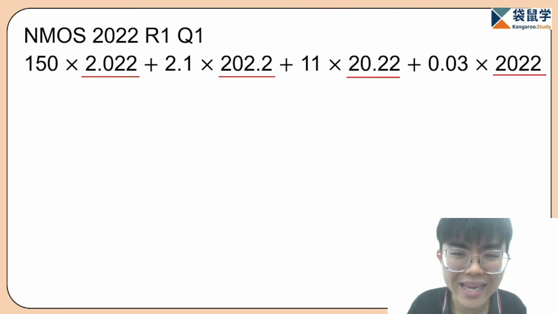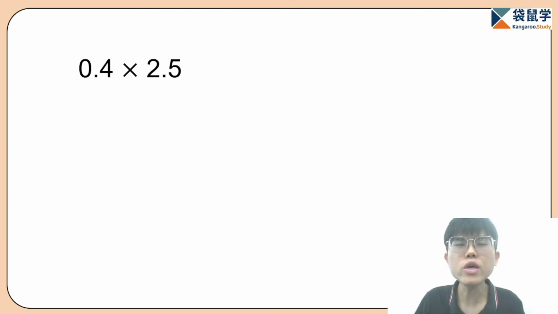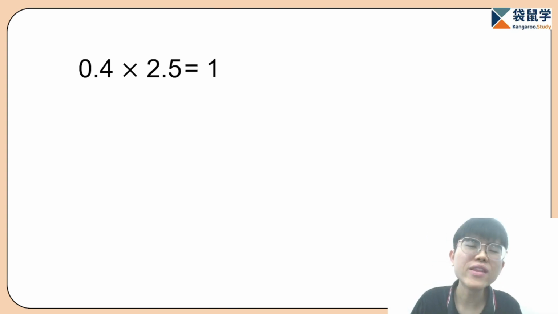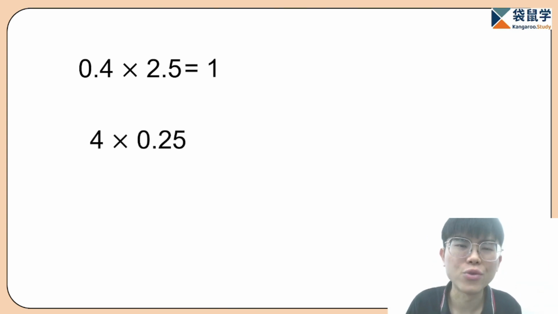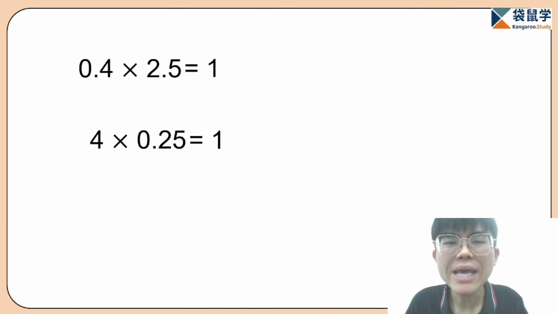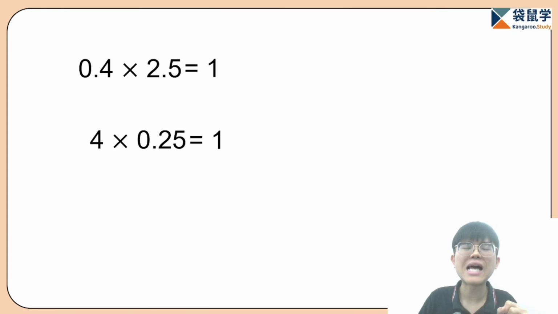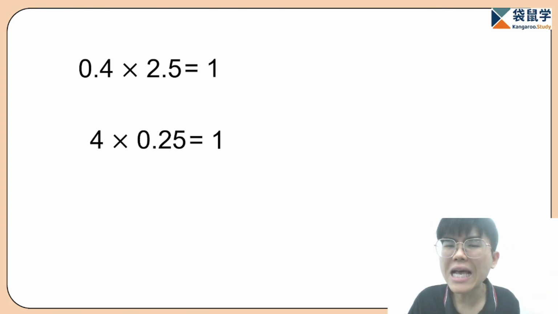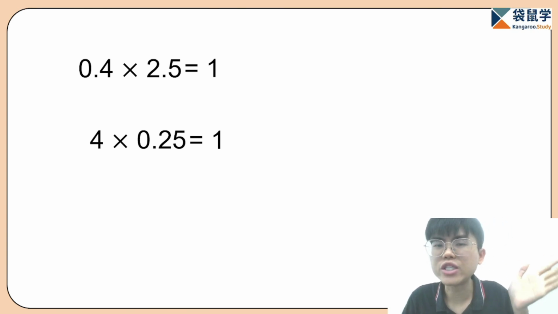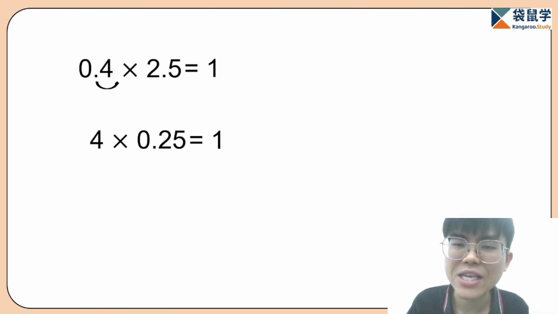Now, let me show you another example here. In this case, we have 0.4 times 2.5, which is equal to 1. And then, we have another calculation which is 4 times 0.25, which is also equal to 1. So everyone, can you see any relationship between these two calculations? The numbers are actually different, but the result is the same. Let's look at the first numbers, 0.4 and 4. The decimal point of 0.4 needs to move in which direction so that it becomes 4? We need to move it to the right by one place, and then we will get 4.